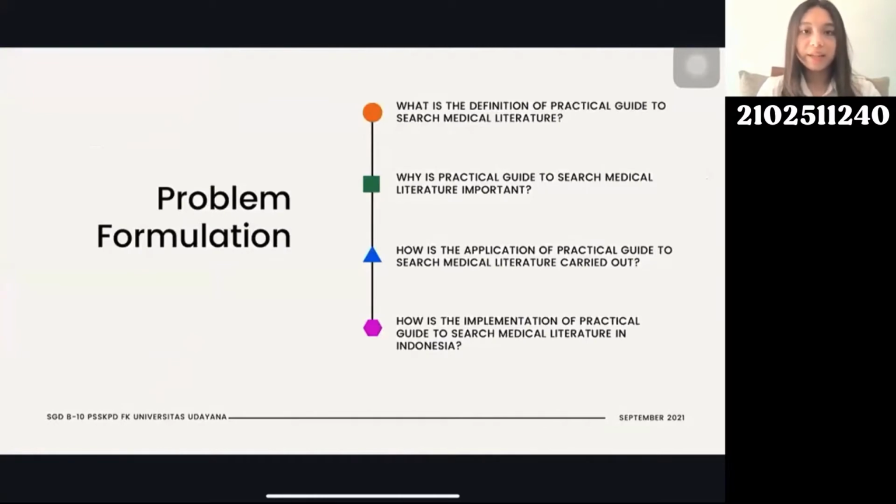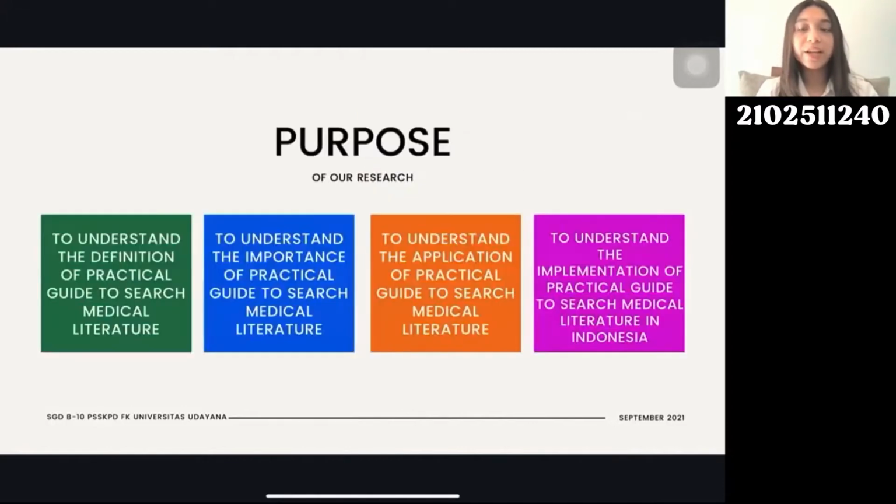Problem formulation. First, what is the definition of practical guide to search medical literature? Second, why is practical guide to search medical literature important? Third, how is the application of practical guide to search medical literature carried out? Fourth, how is the implementation of practical guide to search medical literature in Indonesia?